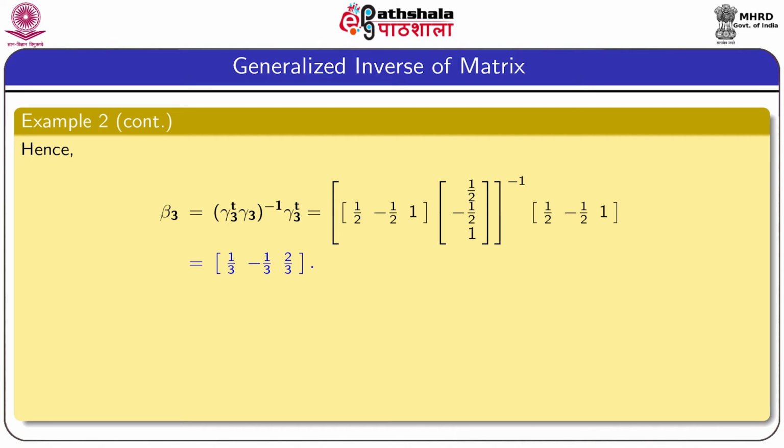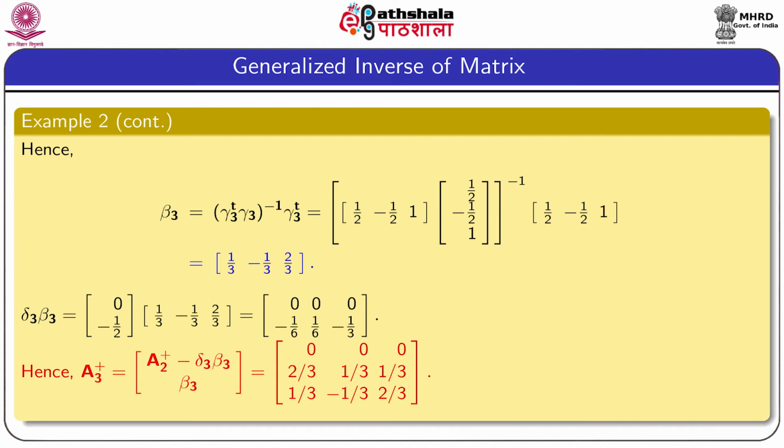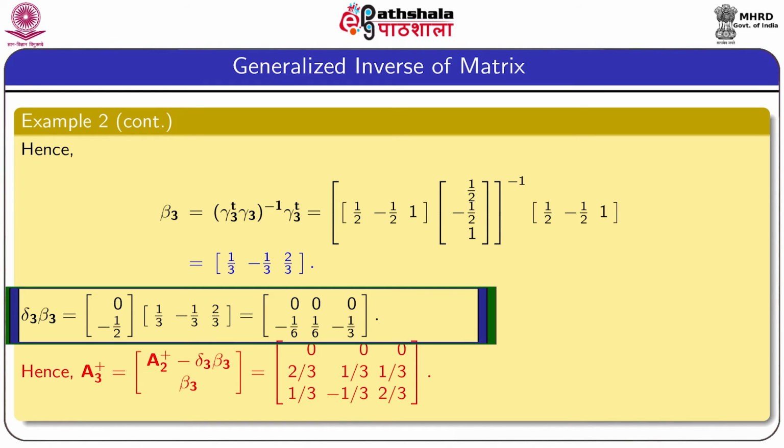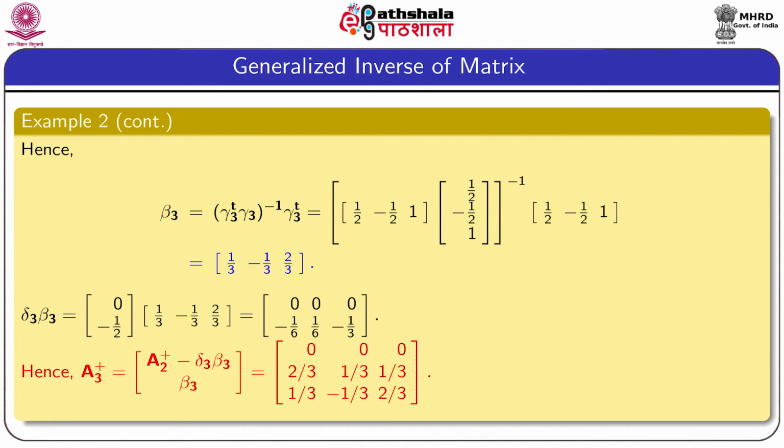Therefore, beta 3 equal to the inverse of gamma 3 transpose into gamma 3 transpose. After simplification, this row vector becomes 1/3, minus 1/3, 2/3, and the matrix delta 3 into beta 3 equal to a matrix of order 2 by 3 whose first row is 0 0 0 and second row is minus 1 by 6, 1 by 6 and minus 1 by 3.